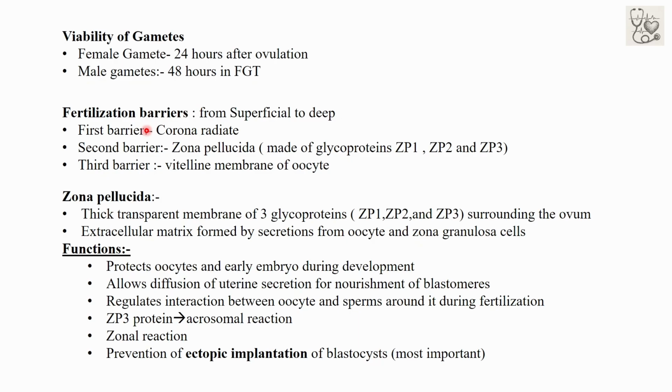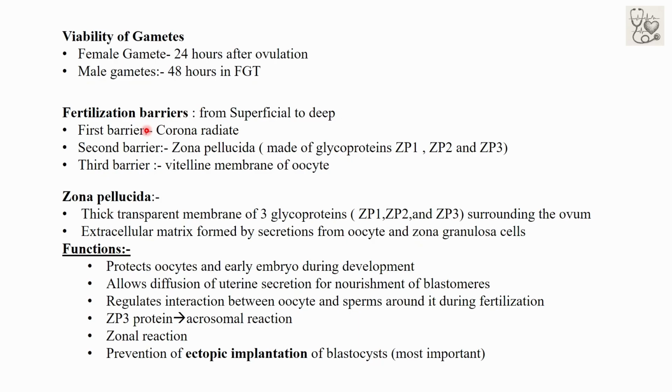Let's recall the different layers of the female gamete. The first barrier is the corona radiata, the second barrier is the zona pellucida, which is made of glycoproteins like ZP1, ZP2 and ZP3. The third barrier is the vitelline membrane of the oocyte.